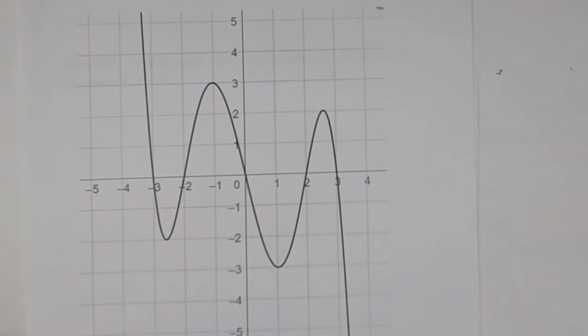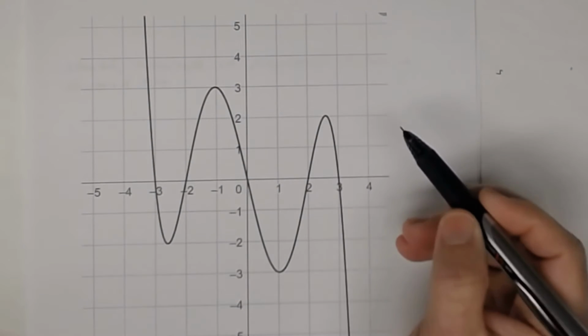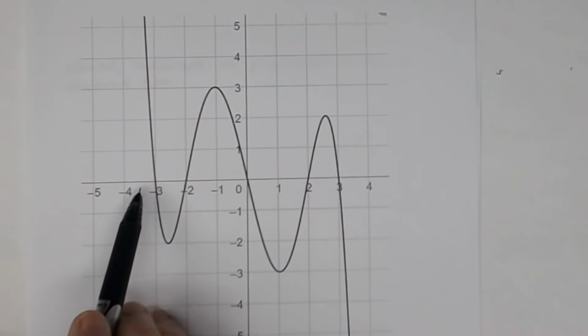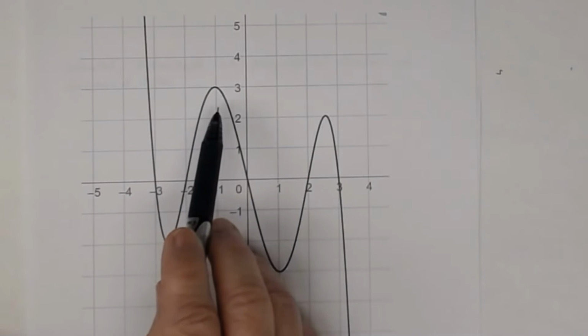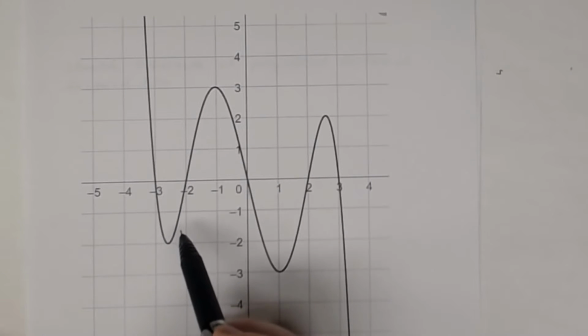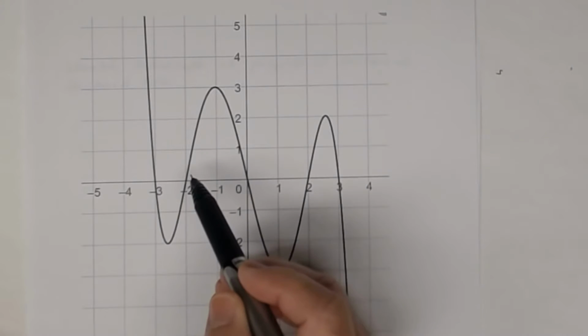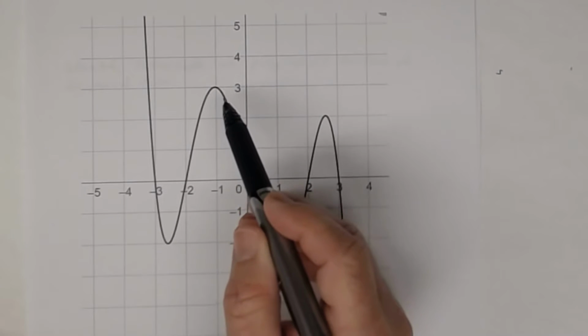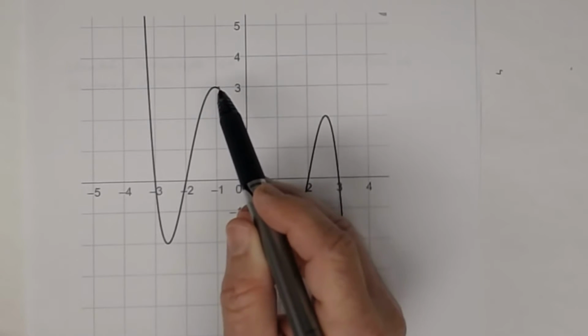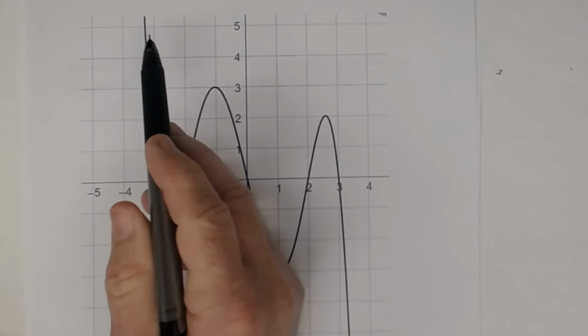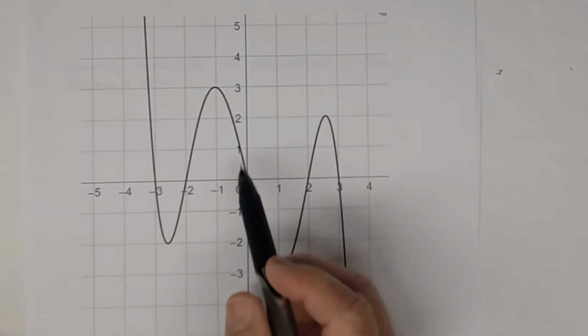So notice I have this polynomial function. Remember, the characteristic of a polynomial function is that you have a smooth curve, and notice the turning points. Turning points are smooth. See, this is a turning point. That's where it goes from decreasing to increasing and then increasing to decreasing. It's a smooth turning point. So that's a characteristic of a polynomial function.